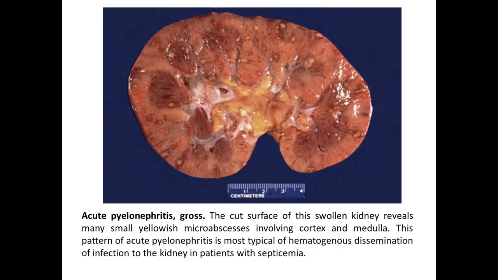Acute pyelonephritis grossly looks like this. On the cut surface we can find the swollen kidney reveals many small yellowish microabscesses which involve the cortex and medulla. This pattern of acute pyelonephritis is most typical of hematogenous dissemination of infection to the kidney in patients with septicemia.